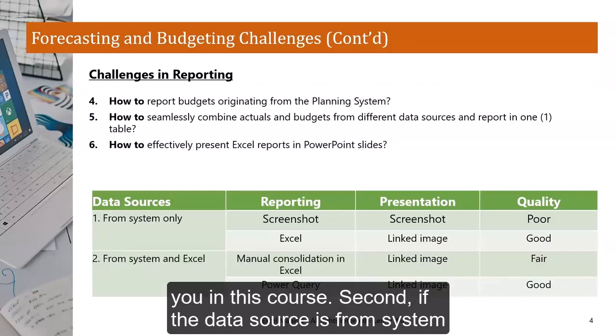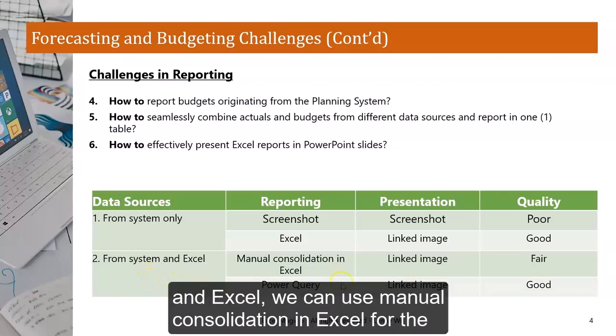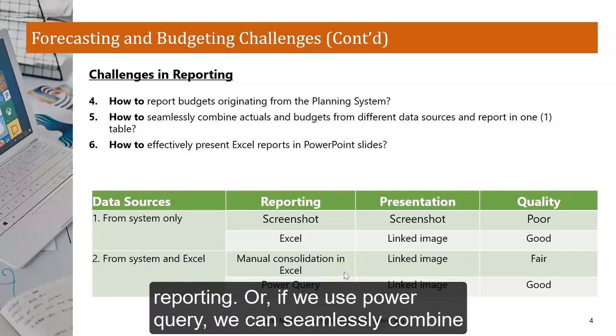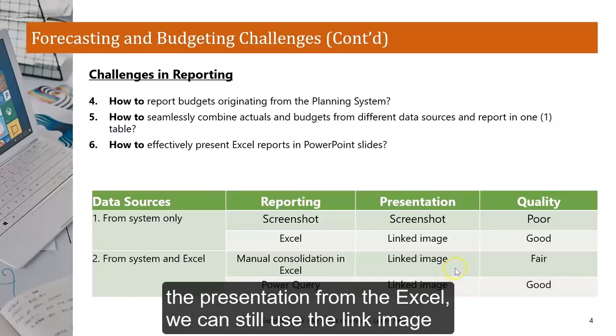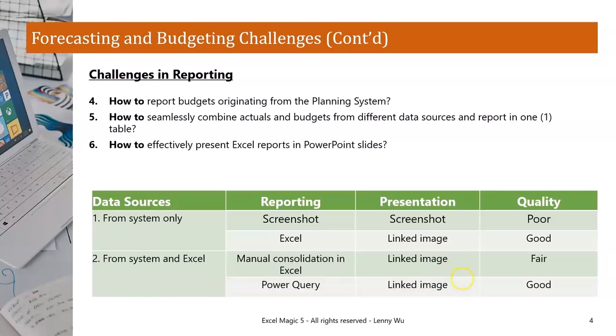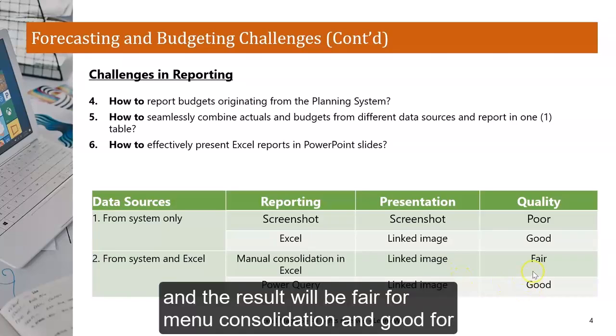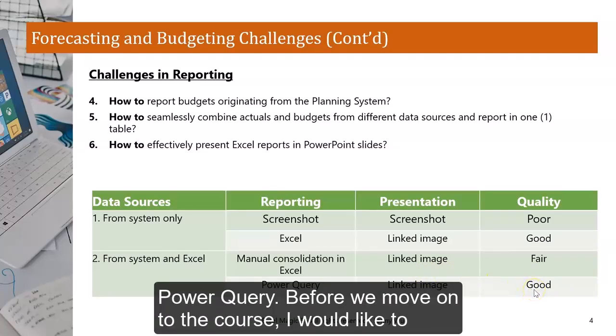Second, if the data source is from System and Excel, we can use manual consolidation in Excel for the reporting. Or if we use Power Query, we can seamlessly combine actuals and budgets from different data sources. As for the presentation from Excel, we can still use the link image. And the result will be fair for manual consolidation and good for Power Query.